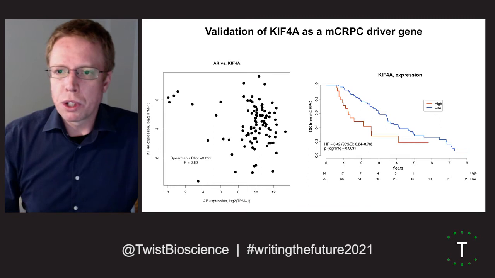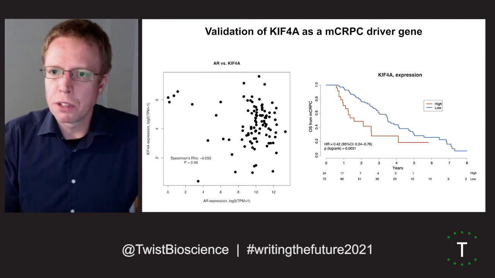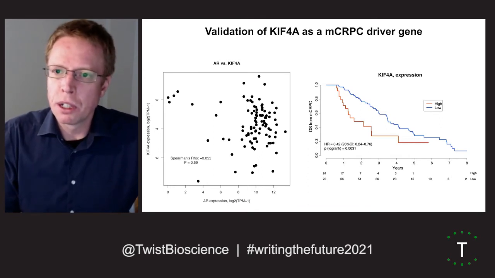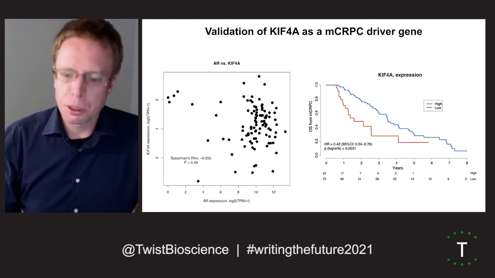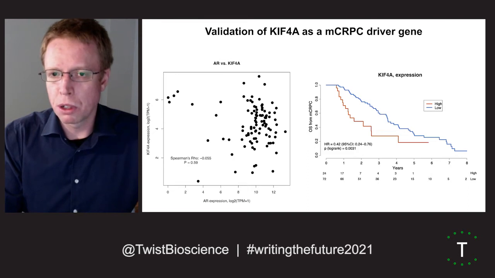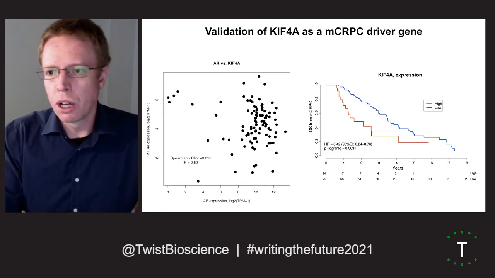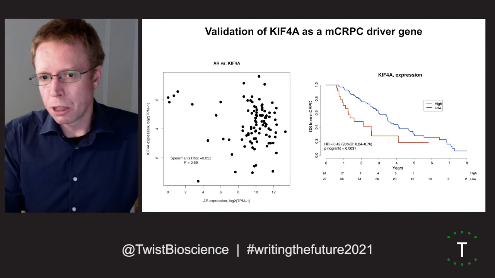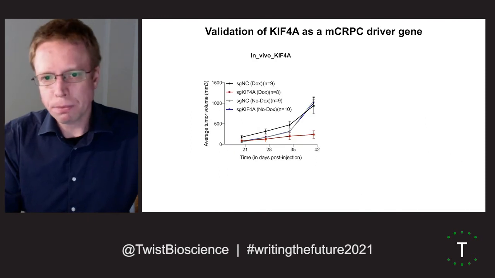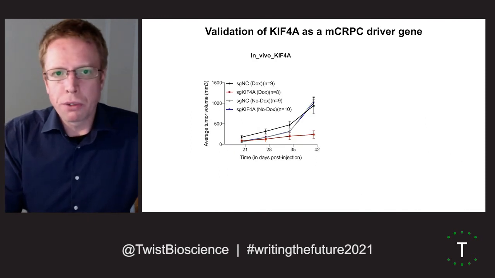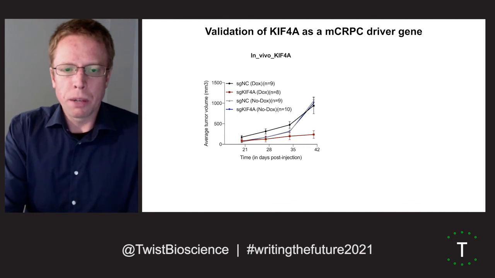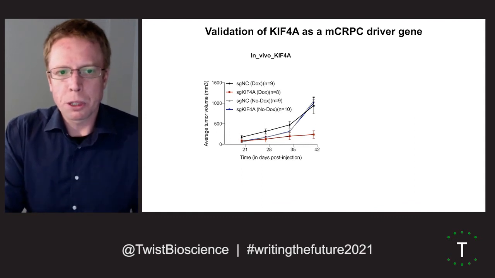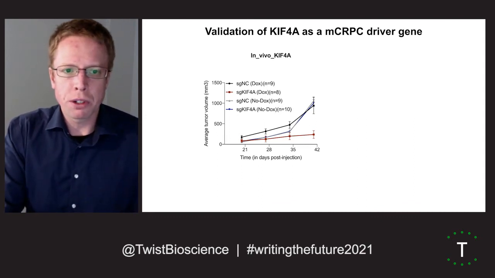And then we can show that, as would be expected for a cancer driver gene, KIP4A expression stratifies patient survival. If you look at high KIP4A expressing tumors, these patients do quite poorly relative to KIP4A low patients. We can validate KIP4A as a prostate cancer driver gene in vivo as well. This is data where we used an inducible CRISPRi model, and we can implant cells expressing either negative control guide RNAs or KIP4A guide RNAs.